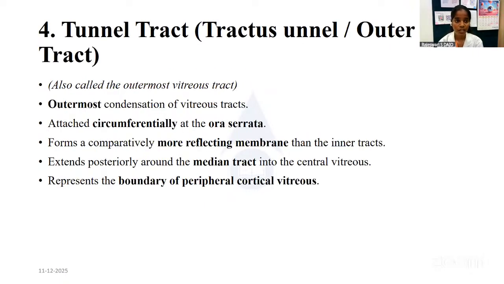Zonal tract. Outermost concentric layer of the vitreous tract, attached circumferentially at the ora serrata. It forms a comparatively more reflecting membrane than the inner tracts. It extends posteriorly around the median tract into the central vitreous. It represents the boundary of the peripheral cortical vitreous.